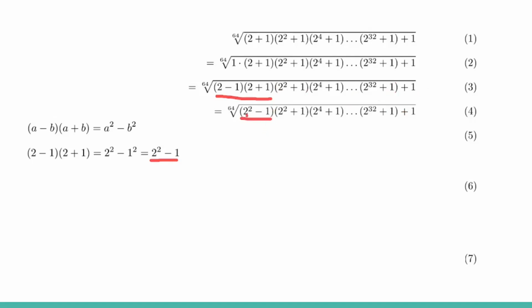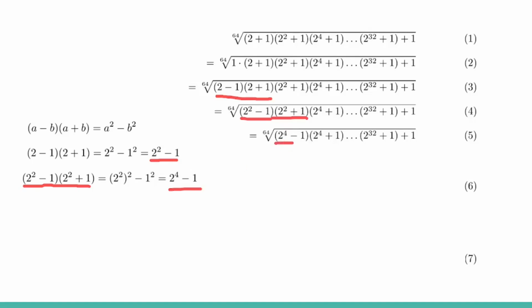Now, we've noticed that 2 squared minus 1 and 2 squared plus 1, that's another (a minus b) times (a plus b), right? So we can once again change this to 2 to the power of 4 minus 1. And now we have 2 to the power of 4 minus 1. But, oh, it's another (a plus b) times (a minus b), right?